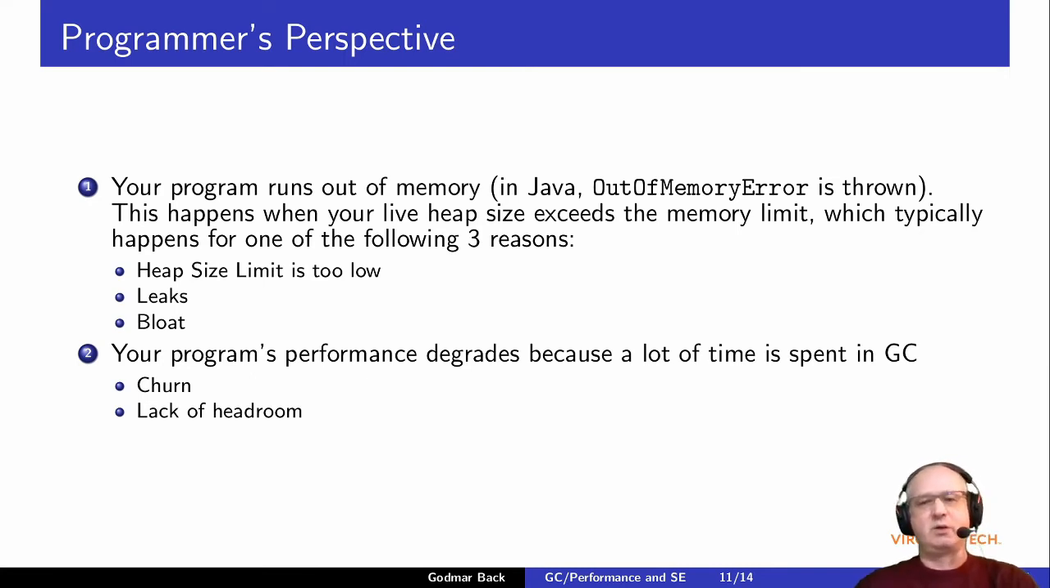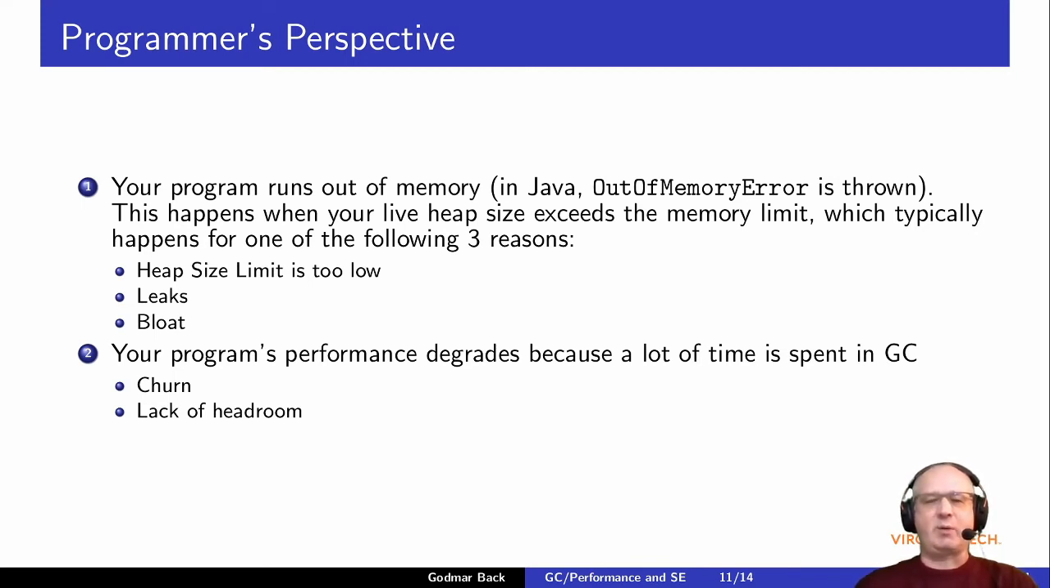Sometimes people think, oh, Java is a garbage collected language. How can it run out of memory? Did the garbage collector fail somehow? Well, an out of memory error is shown when the live heap size exceeds the memory limit. In other words, there is not enough memory for the JVM to keep all the objects alive that are reachable, even after it has collected all the garbage. This is what an out of memory error means.